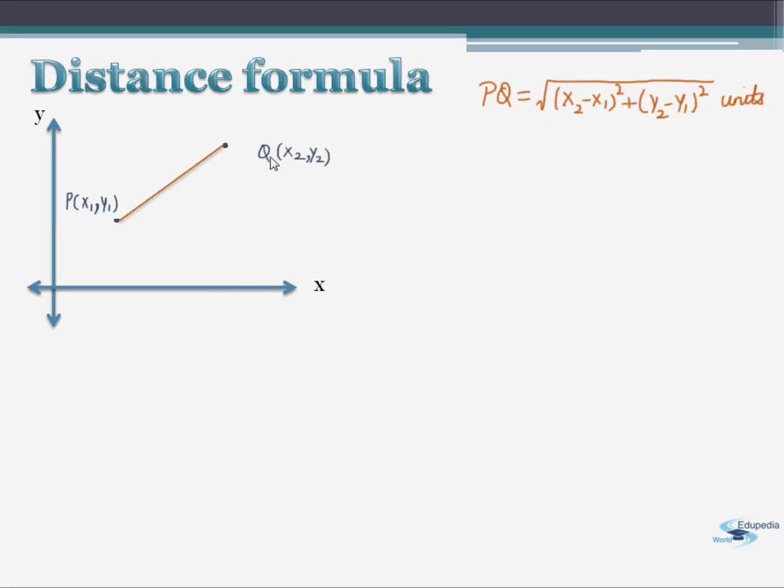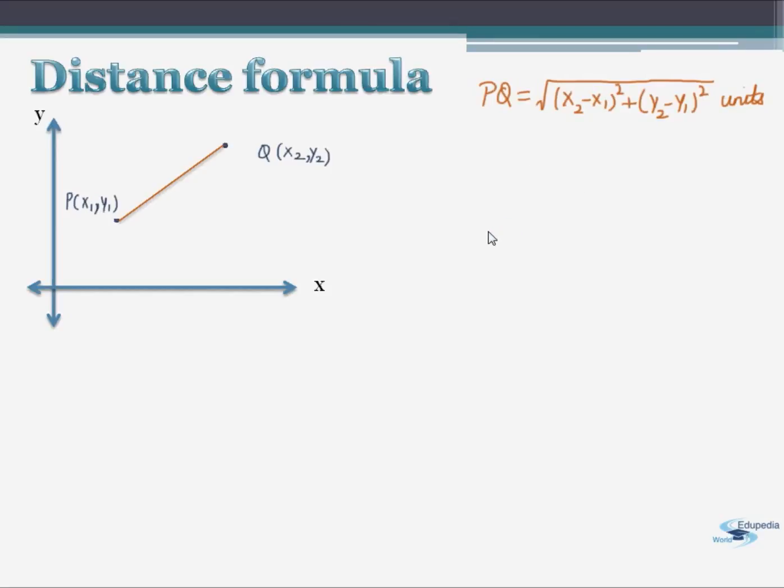That is, if we have taken Q as the second point and P as the first point, then first of all subtract the x coordinate of the first point from the x coordinate of the second point, that is Q, and whole square it, and similar is the case with the y coordinates, and then take under root of the whole term.